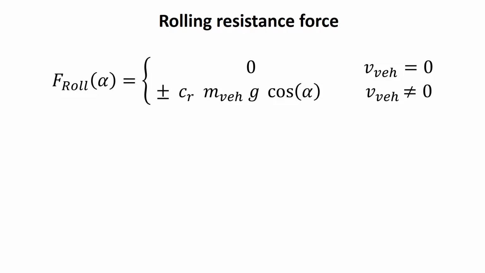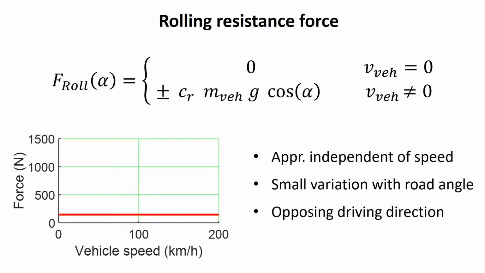When the speed is non-zero, it can be calculated as the rolling resistance coefficient multiplied with the normal force between the vehicle and the road. The normal force is vehicle mass times gravity times cosine of the road angle. The rolling resistance is approximately independent of speed, as shown in this diagram. It changes slightly with road angle, since the normal force decreases if the road becomes very steep.